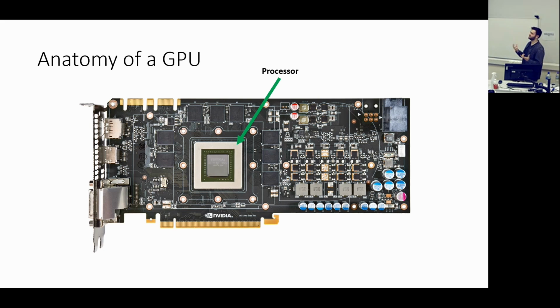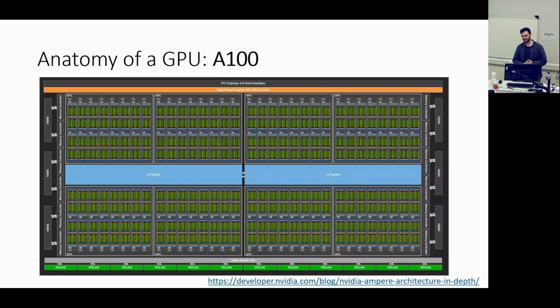And finally, in the middle, you have the actual processor itself. So if we zoom in a bit or use a diagram of the processor, it can be a bit overwhelming to see what's actually going on here. This is an image taken from a blog post NVIDIA did that broke down one of their most recent cards, the A100.